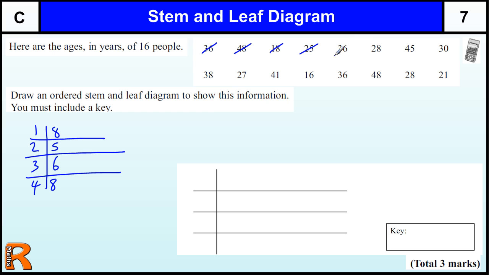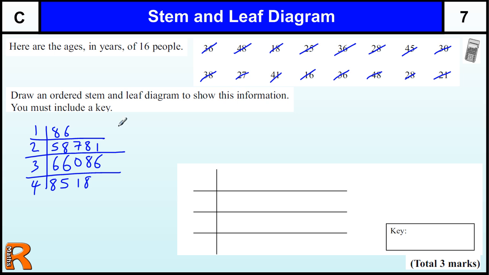And now we're going to double them up. So 36, a 3 and another 6. So that 6 there represents a 3 and a 6. This 6 is a 3 and a 6. They're separate 6s. 28, 2 and 8, 28. 45, 4 and 5, 45. 3 and 0. 3 and 8, 2 and 7, 4 and 1, 1 and 6, didn't cross that one out, 3 and 6, 4 and 8, 2 and 8, and the last one, 2, 21.